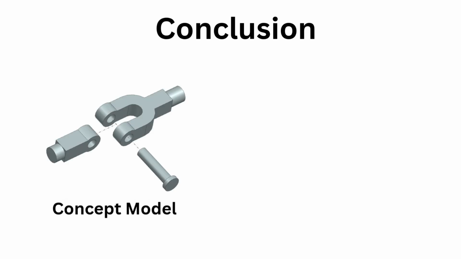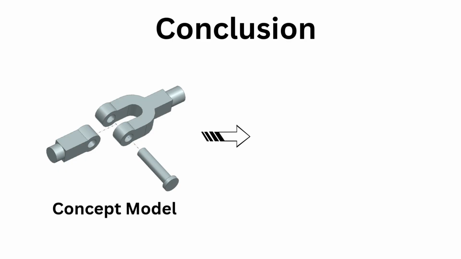This concludes the first part of our knuckle joint design and optimization series. In this video, we developed the concept model, from individual component creation to final assembly. The design is now ready for deeper evaluation and refinement.